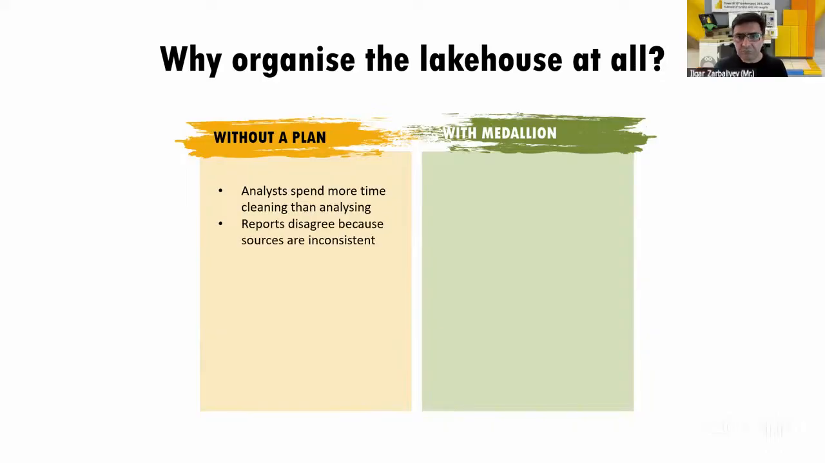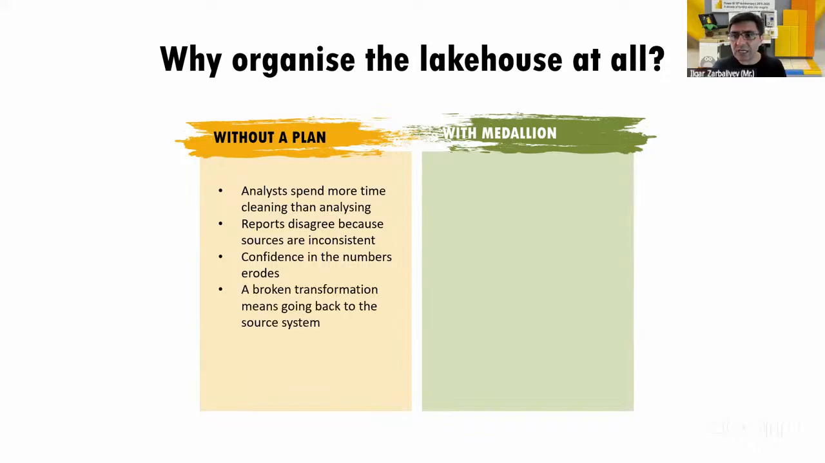Two reports built from the same lakehouse disagree with each other because each analyst cleaned the data slightly differently. Once numbers in reports disagree, confidence in the whole platform starts to erode. And that's very hard to win back. And when a transformation turns out to be wrong, you have no clean copy to go back to. So you have to ask the source system for the data again.